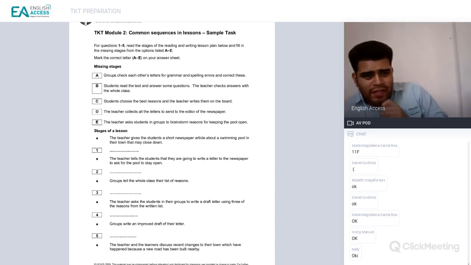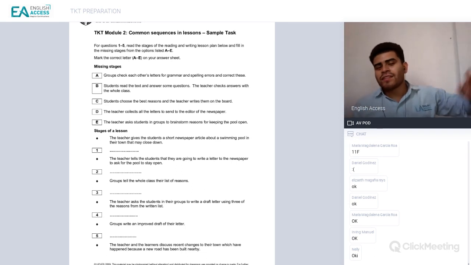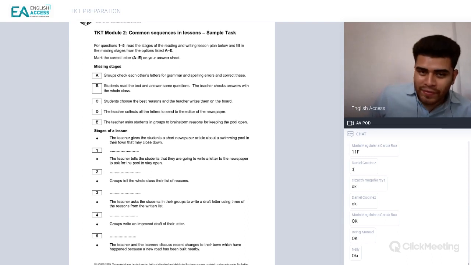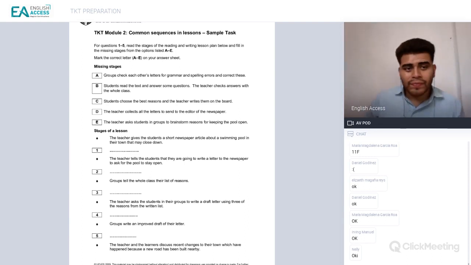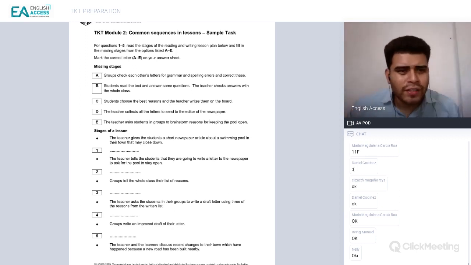This is the sample task. When we take the Module 2 sample test, this is an activity that might appear on your real TKT, this type of activity. They will give you some stages, and you will have to complete the stages with the ones that they give you. So let's take a look.